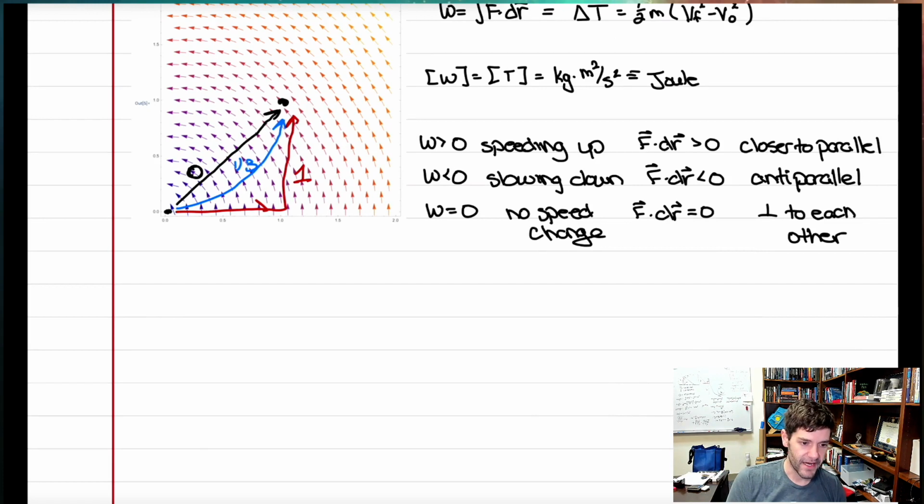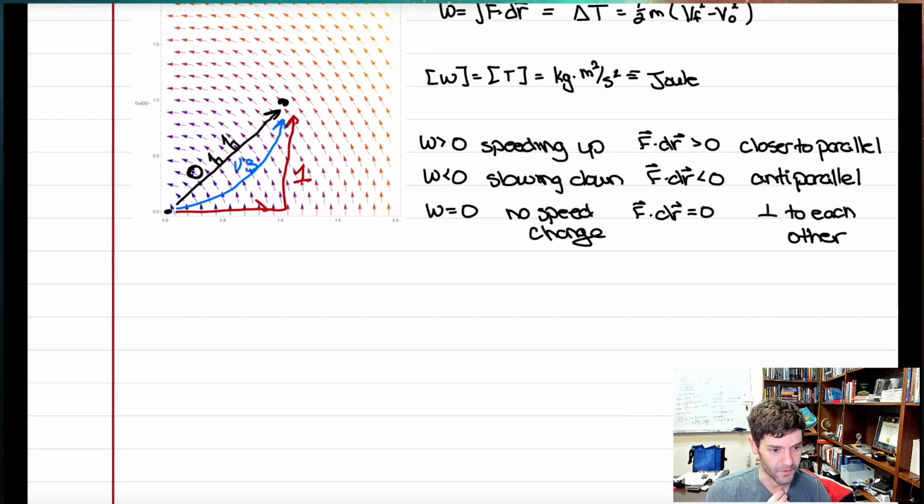So if we look at the black curve, for example, that was the one where we talked about how all these force vectors are at a 90-degree angle to the path you're taking. So again, as you walk along that diagonal path, the force that you're feeling as you walk along that path is neither at your back or in your face. So it's not speeding you up or slowing you down. And so there's no change in your kinetic energy.